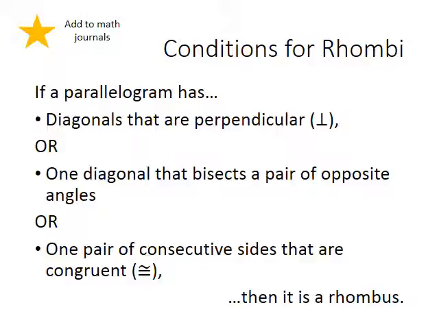Or one other way to prove if something is a rhombus or not, you look at the parallelogram, and if it has one pair of consecutive sides that are congruent, then you can say it's a rhombus. And that consecutive sides is talking about sides that are right next to each other. So let's say you've got a parallelogram and you are given, or you can show that two sides right next to each other are congruent, then that's enough to say it's a rhombus and that all of the sides are congruent.